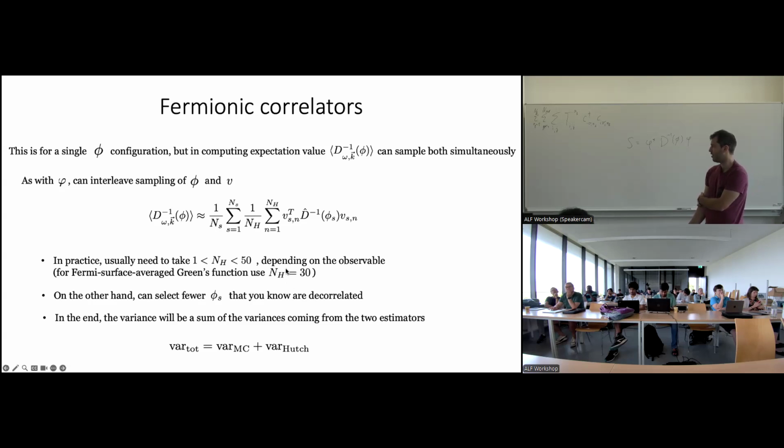So this adds a prefactor cost of NH to every calculation of your fermionic observables. So it's expensive. On the other hand, this all happens in post-processing. So you can select fewer phi configs that you know are decorrelated. You don't do this on the fly, wasting time with correlated configurations. You can do this after the fact and select.